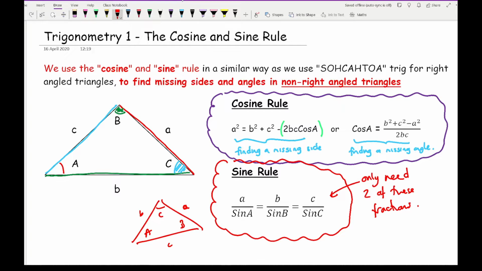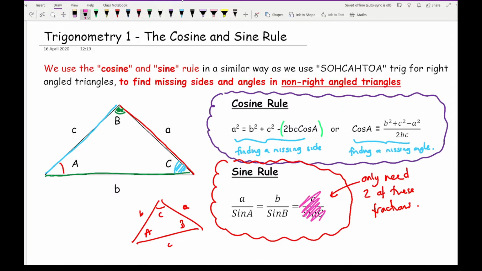Just bear that in mind because it will confuse you and could make using these formulas a lot more complicated. So for this, I would suggest that you only work with A's and B's and then you just label your triangle accordingly.